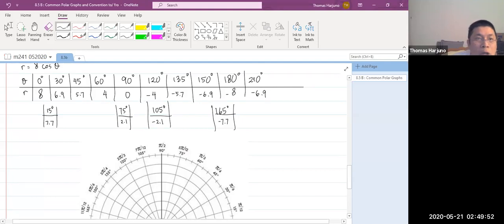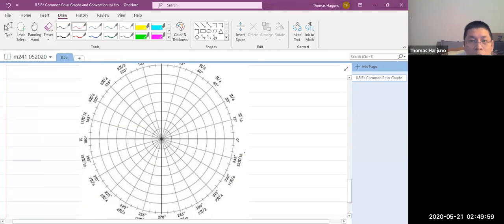So the first coordinate is 0 degree, radius 8. So at 0 degree, I go 8 units in that direction of 0 degrees. 1, 2, 3, 4, 5, 6, 7, 8. So that's the position of 0 degree 8. This is 8, 0 degrees in polar, right?